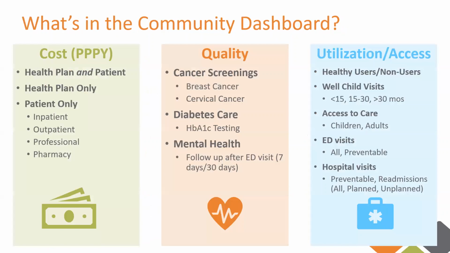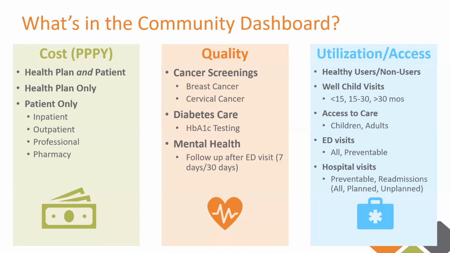So these are the measures that are sortable by all of those features that I just showed you. You can look at cost of care, which we provide per person per year in the dashboard. There are a number of ways to look at it. We know that there are certain folks who want to see the all-in payment going to both the health plan and the patient, so we have that information available. We also have just the health plan: what is the health plan paying per patient per year? And then just the patient only, which we'll talk about as out-of-pocket costs as well. All of those categories are also broken down by inpatient, outpatient, professional, and pharmacy costs per person per year.